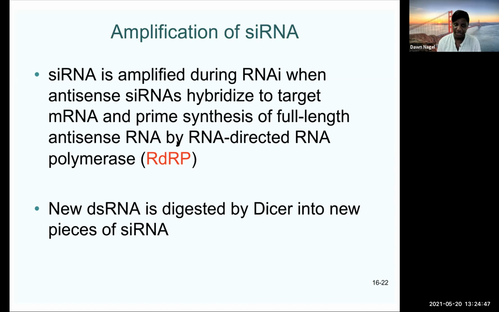This process is generated by this RNA-directed RNA polymerase, which is different from our other RNA polymerase, right? So our other RNA polymerase, RNA Pol II, is a DNA-directed RNA polymerase, because it's binding to DNA and making RNA. Here, this is RNA-directed because it's binding to RNA and making RNA, okay? The new double-stranded RNA that's made from this process is then digested by Dicer, and you have a new piece, and this cycle continues.